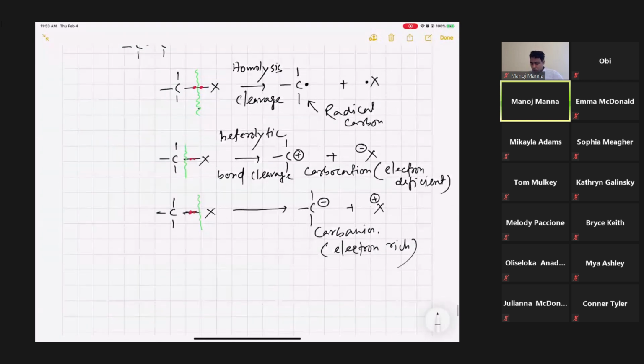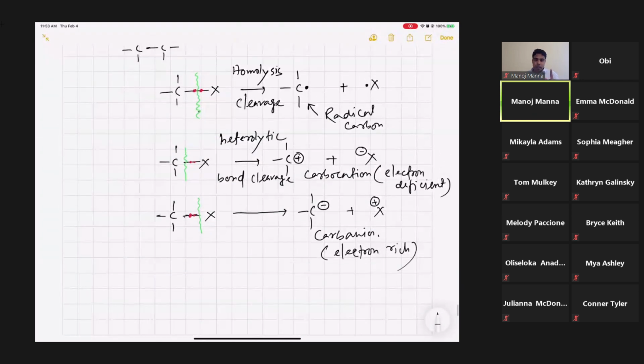Okay, is it clear, everybody? Any questions about how carbocation, carbanion and radicals form? It is because of the breaking of a bond, but in 2 different ways. If you have homolysis, it could be photolytic, it could be thermal, or it could be redox. So there are 3 different ways you can have homolysis: using a photon, light, or using heat, or using electricity, a redox reaction.